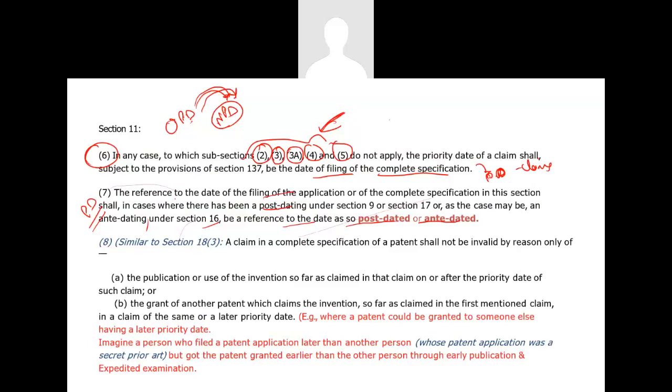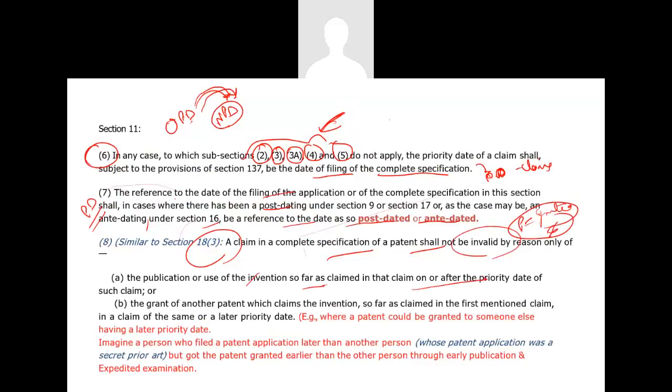Okay, now section 11, subsection 8. It is similar to section 18.3, which we discussed in the lecture on anticipation. It says that the claim of the complete specification of a patent shall not be invalidated. Imagine that there is a patent which got granted. It says that this granted patent cannot be invalidated just for the reason that the invention was put to use or it was published after the priority date.